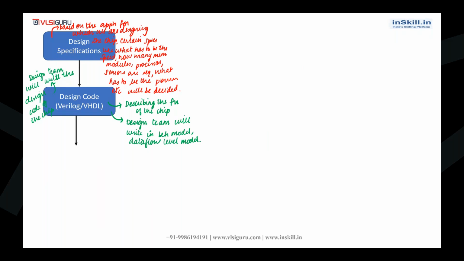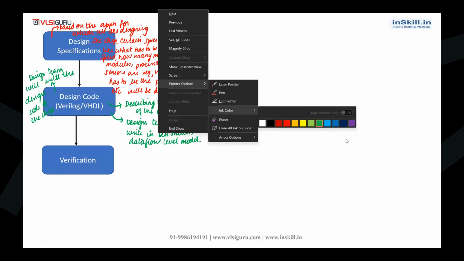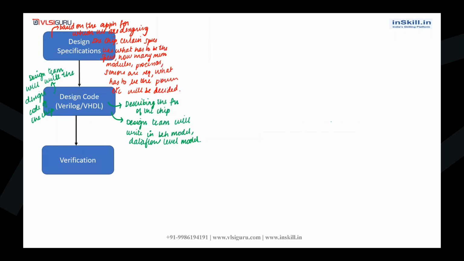Now, after the design code, we have the verification. Verification is actually to validate the functionality of the design.